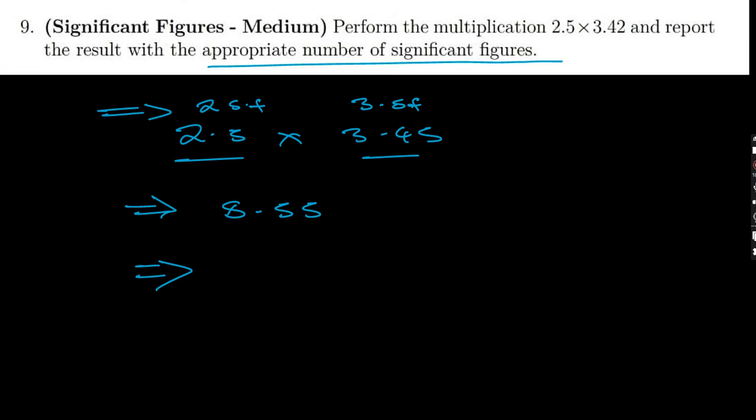So our answer is going to stand here. This is where our 2 significant figures end. What is the number next to that? It is 5. So since this is equal to or greater than 5, we're going to borrow 1 here to add to this. We're going to have 8.6 there.